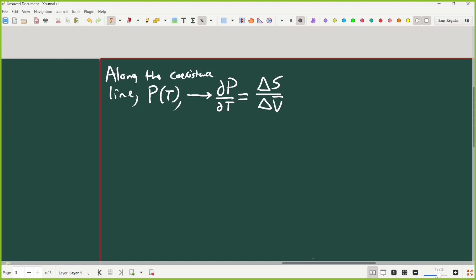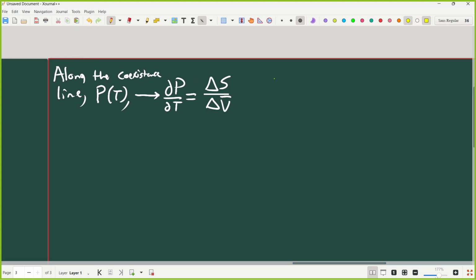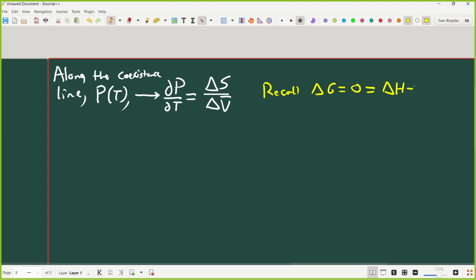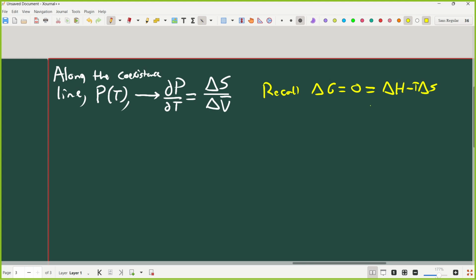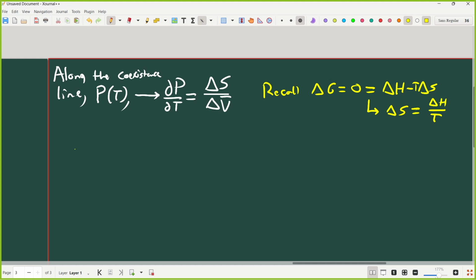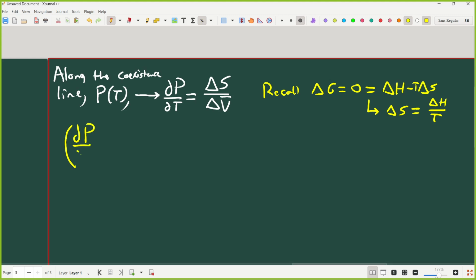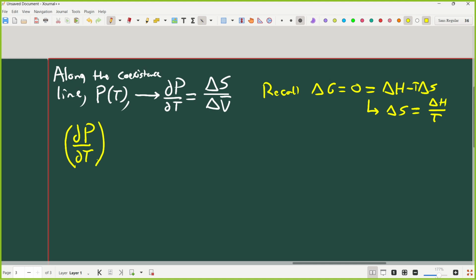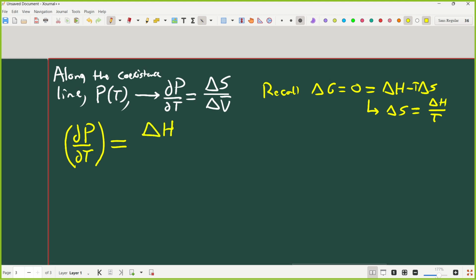But we can make one simplification here. Once again, recall delta G is equal to 0. And remember the definition of delta G: delta H minus T delta S. So that means delta S is delta H over T. We can make that substitution. So now we have this equation that says the slope of our coexistence line at a certain point is equal to the enthalpy of that phase transition divided by T delta V.